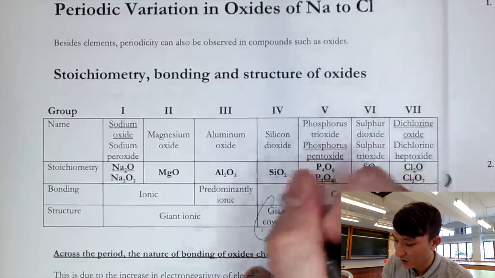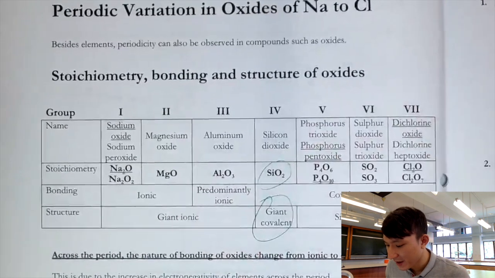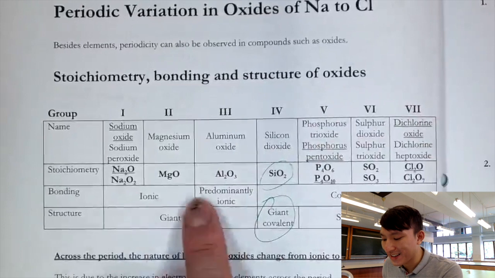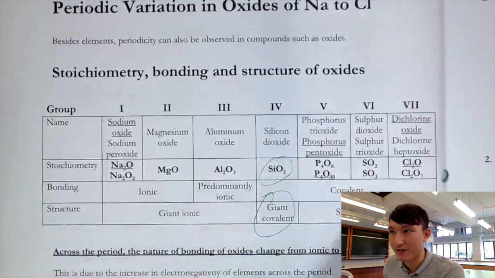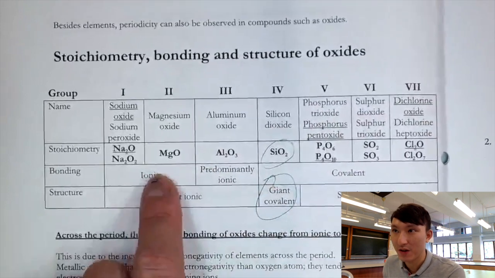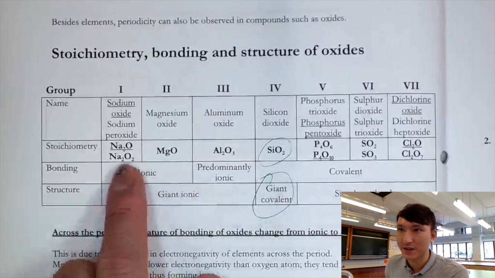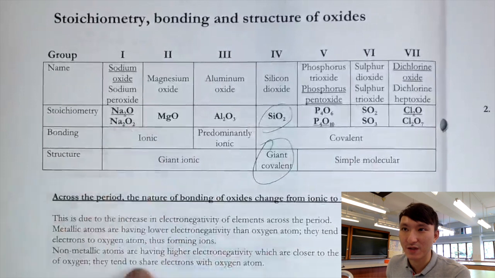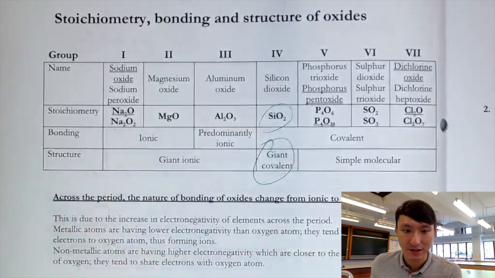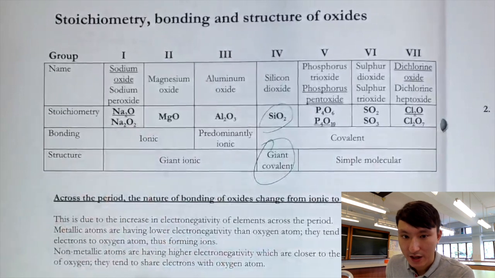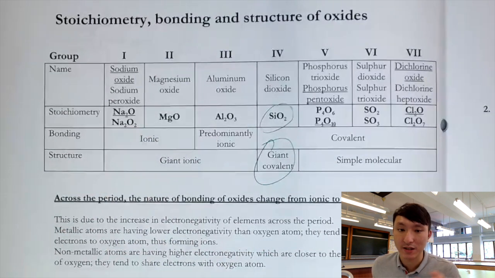Okay, giant covalent structure. Now, why does it have such a characteristic? Why does it change from ionic to covalent? Why is that? The reason is that you need to know oxygen is a very electronegative element. So it has a high tendency to grab electrons from others.